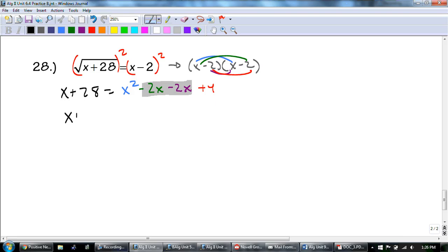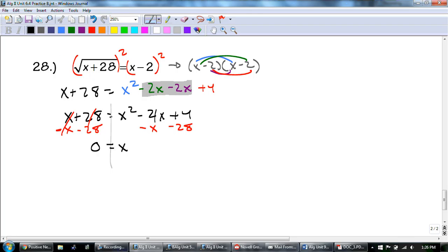Combine my like terms. And now I want to get everything to one side. So I'm going to subtract the x. I'm going to subtract the 28. So I got 0 equaling x squared minus 5x minus 24.